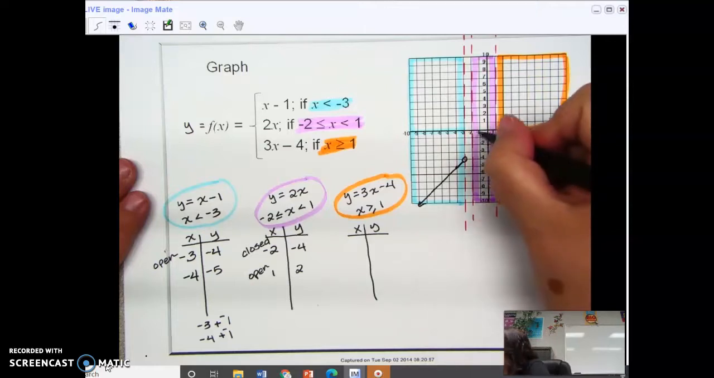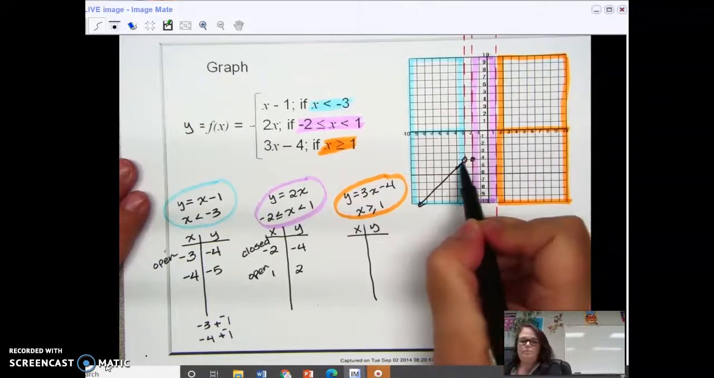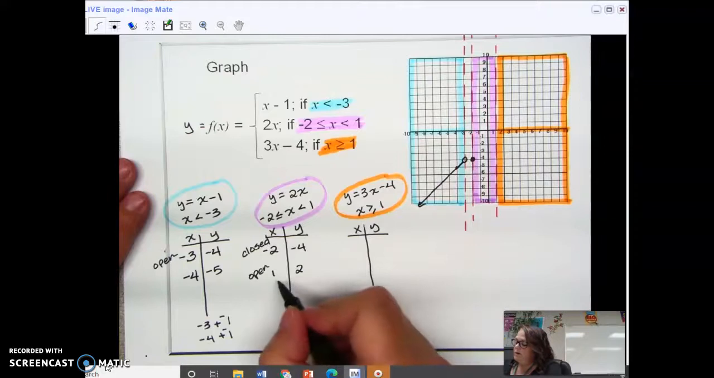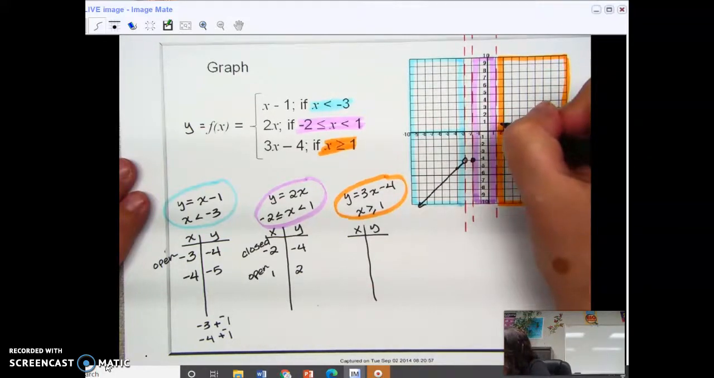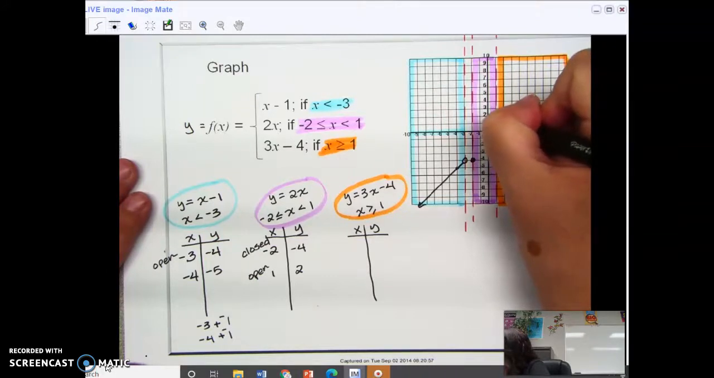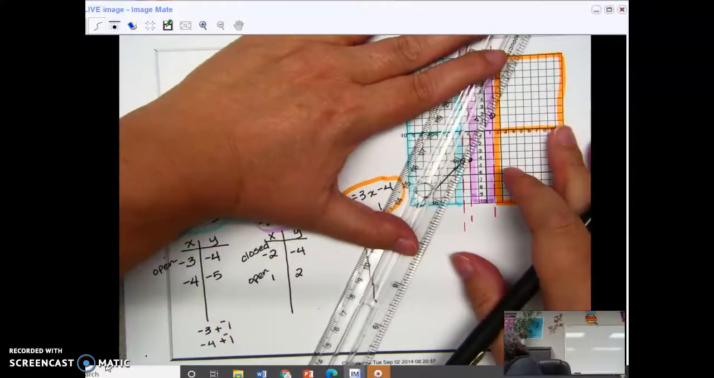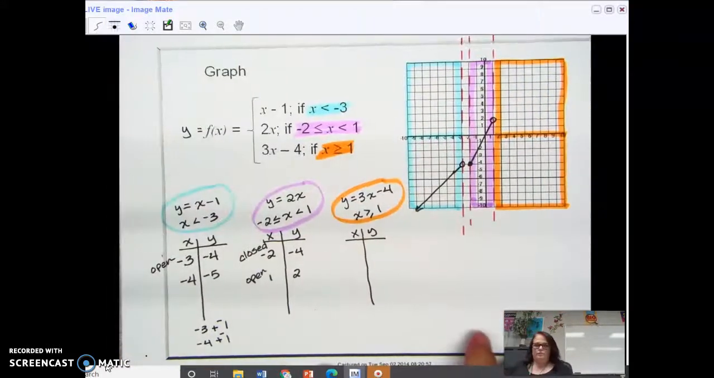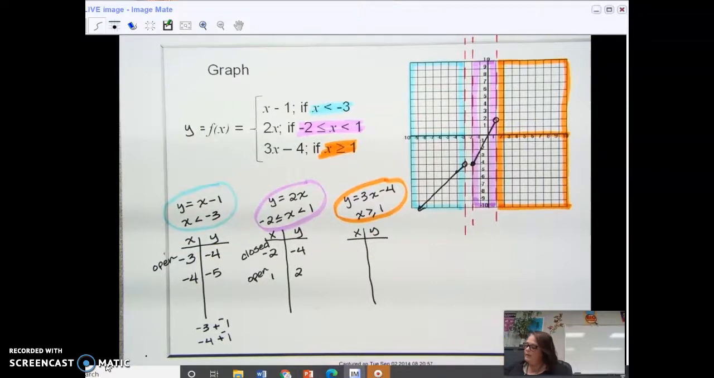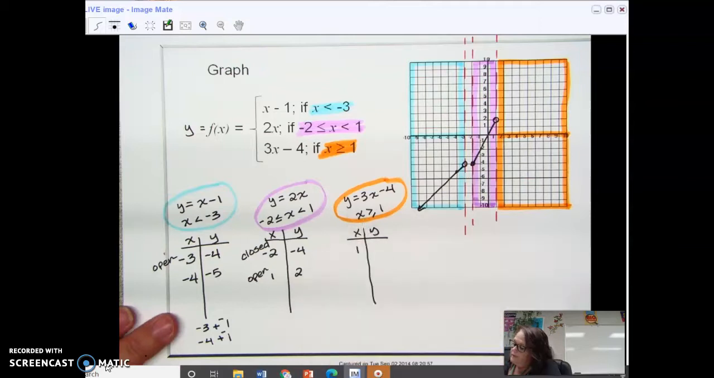So I have a closed circle at -2, -4. And notice these are not the same points because one was at an x value of -3 and one was at an x value of -2. Then I have an open circle at 1, 2. And then I can connect those dots. And again, this segment should only be in the purple section because that's the only part of my domain for the purple.